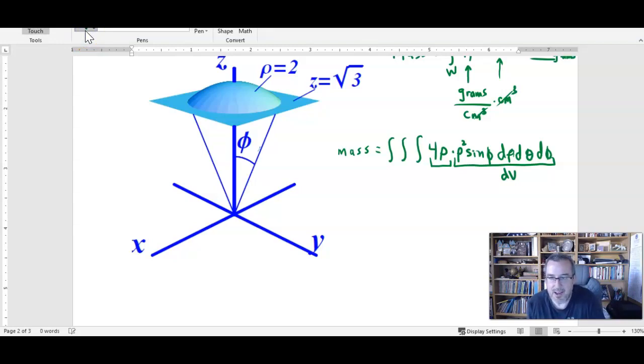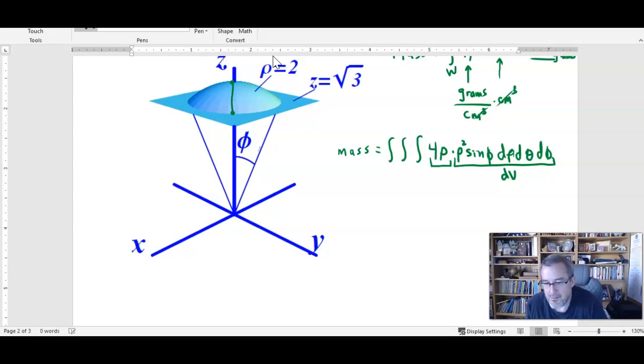The problem would be this. So many people want to say, well, rho varies from the square root of 3 to 2. Because remember, rho was 2, so the radius of this sphere was 2 units. The cap of the sphere got cut off when z is the square root of 3. So many times people will say rho changes from square root of 3 to 2. No. Rho is 2 here, yes. Z is the square root of 3 here, yes. But z is the square root of 3.